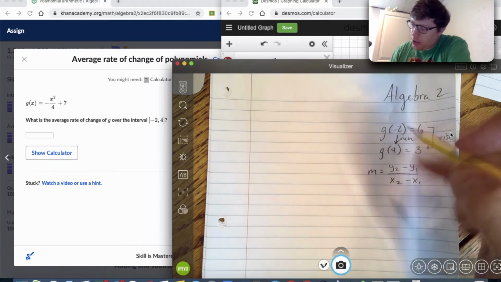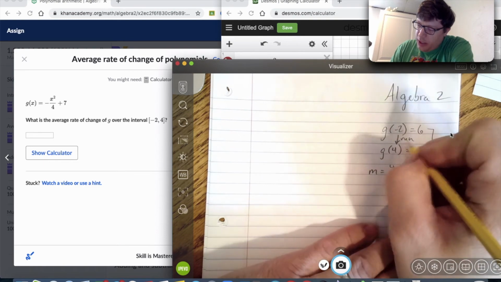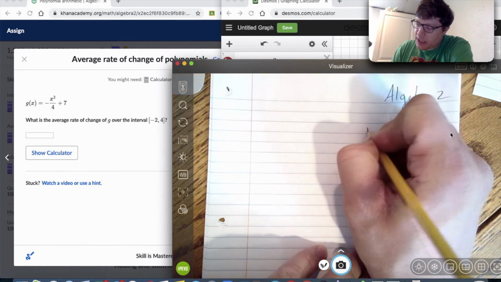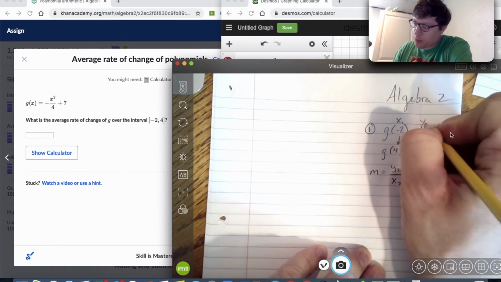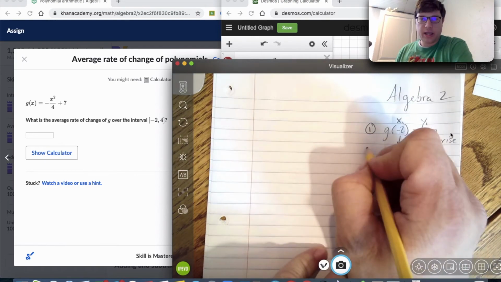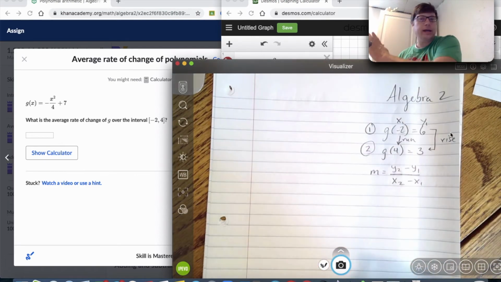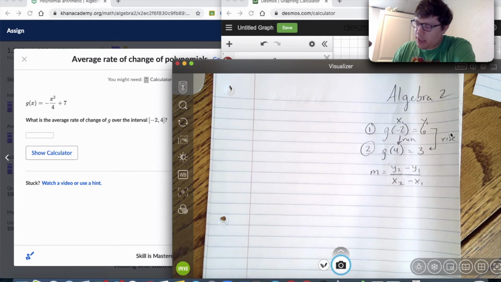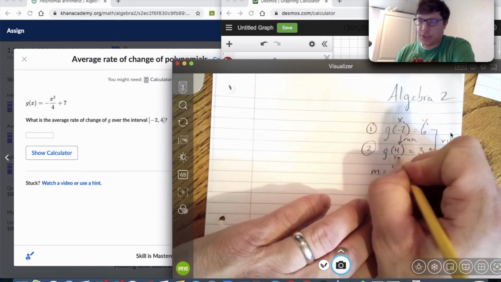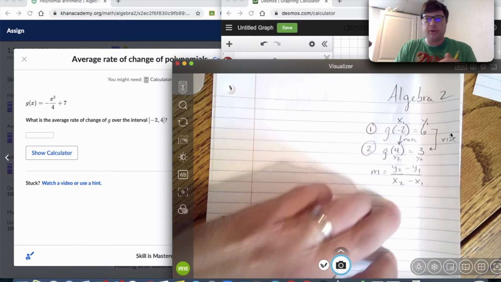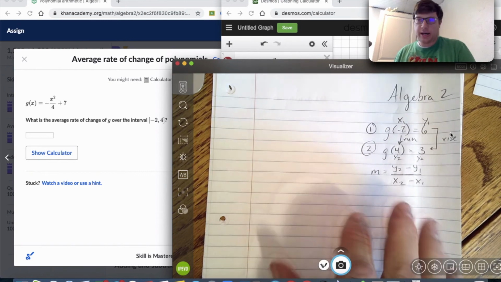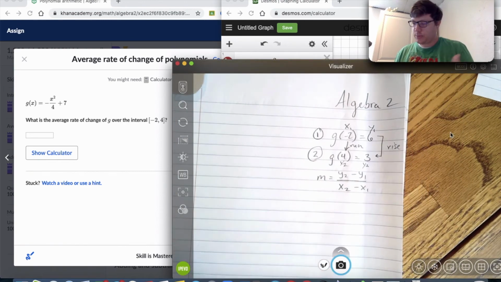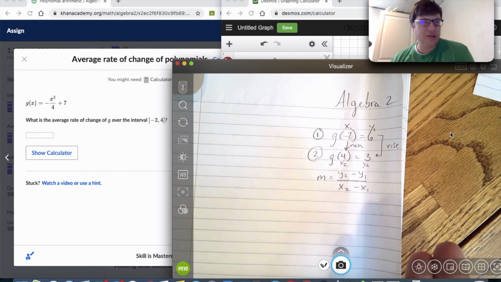Okay, so I'm going to call this first one the first point, which makes this x1, y1. I'm going to call this second, the right edge of the interval, x2 and y2. And so all I'm going to do is just plug those numbers into the formula. We can do some of it just by looking and observing. This is meant to be basic subtraction.